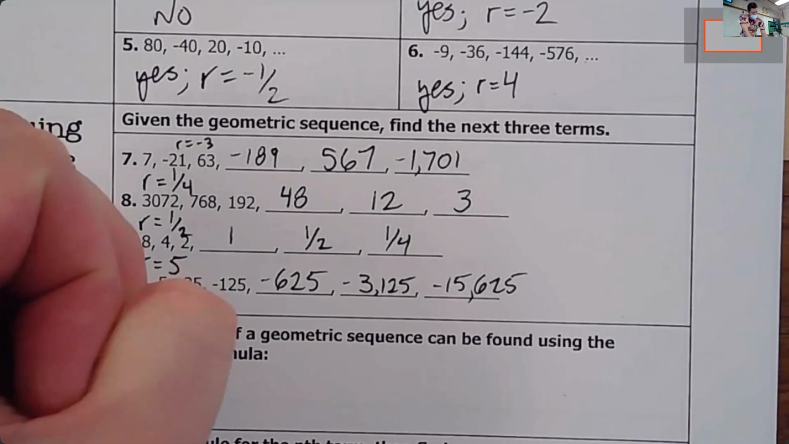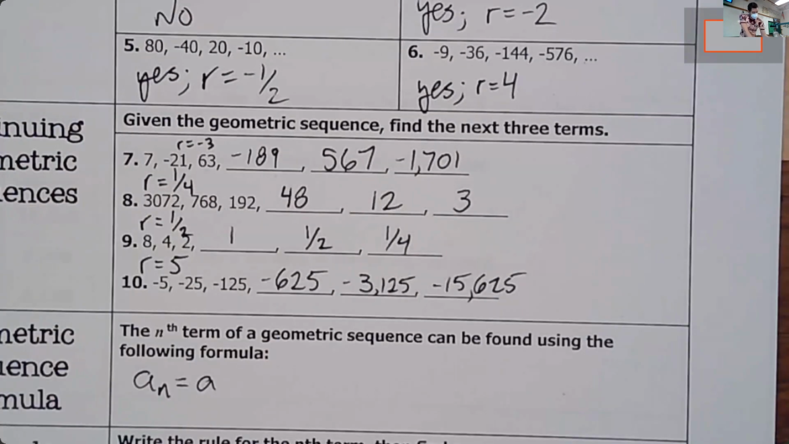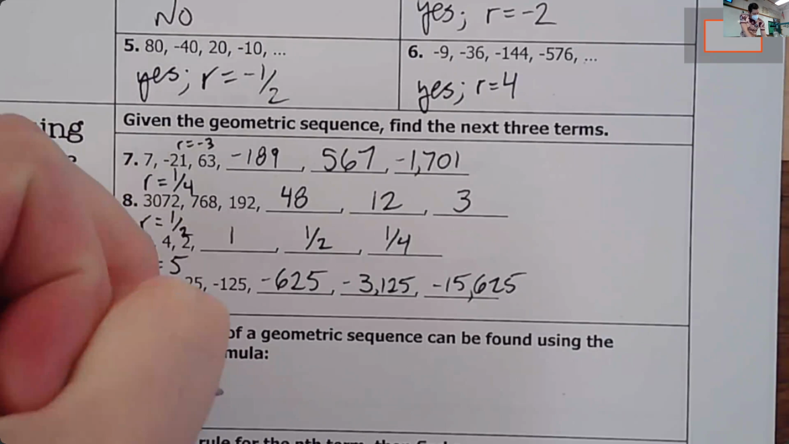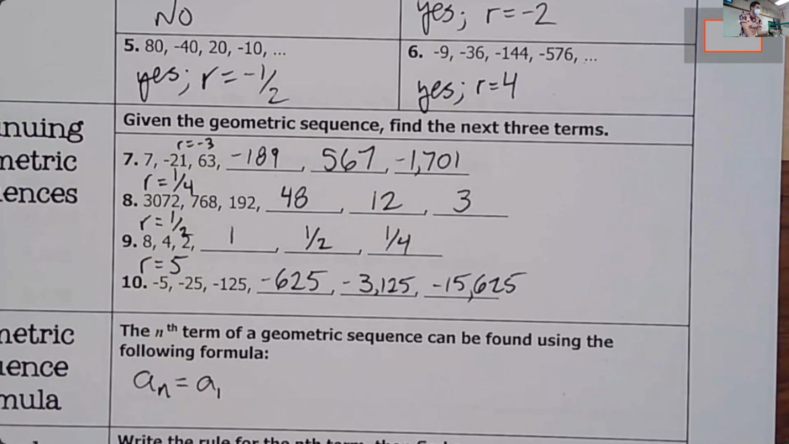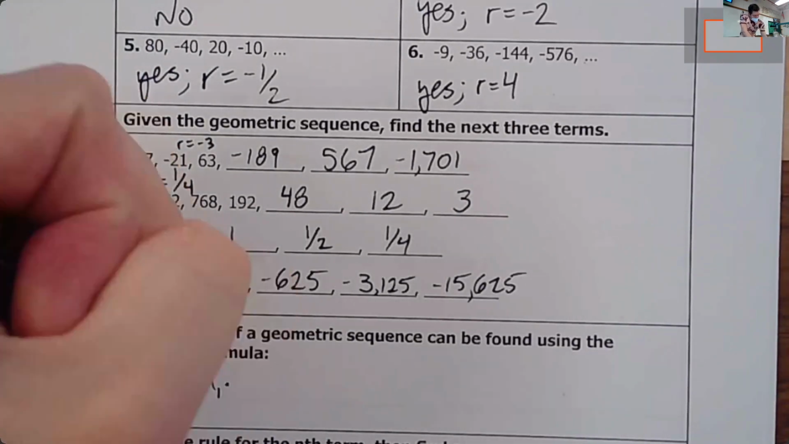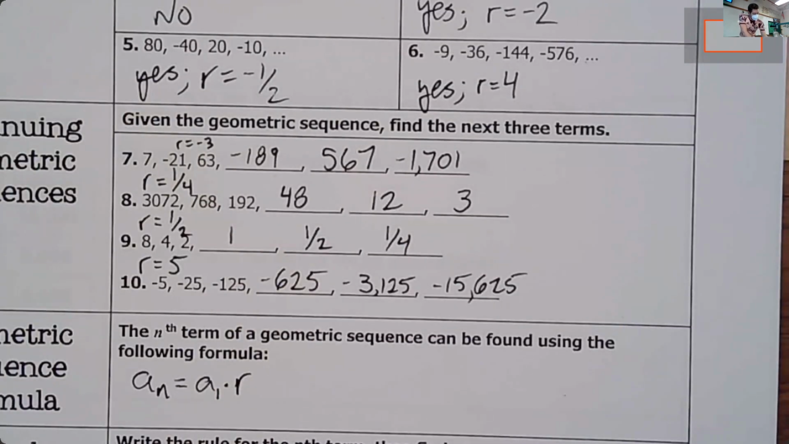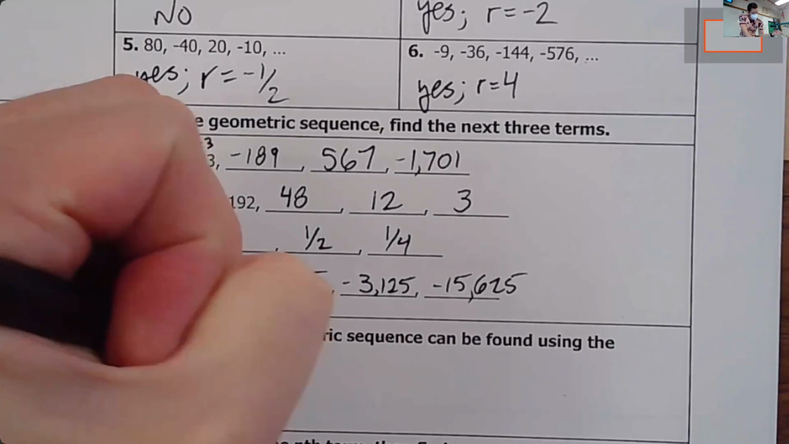And then this is going to equal a with a 1 down there. So basically the first term, that's what that means. Sort of like y1 was the first y value, a1 is the first term in the sequence. And then we're going to multiply that by r, and then the exponent is n minus 1.